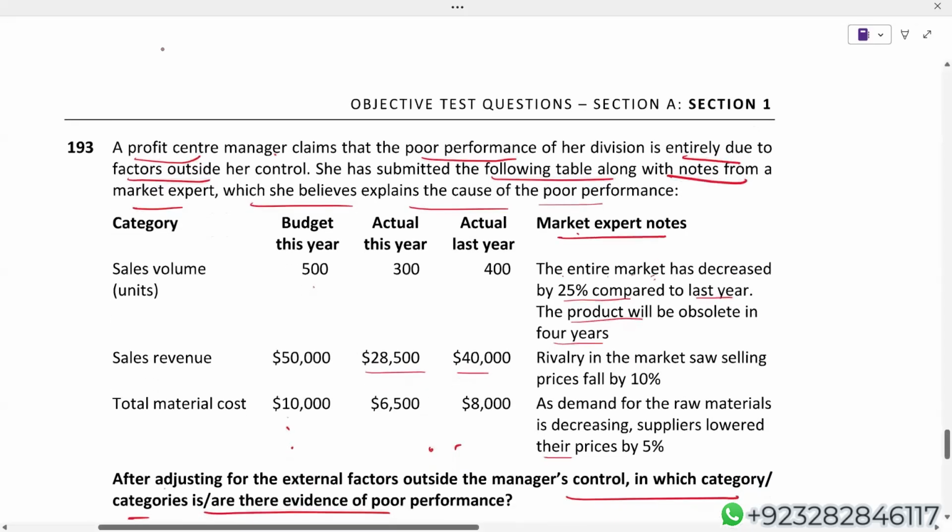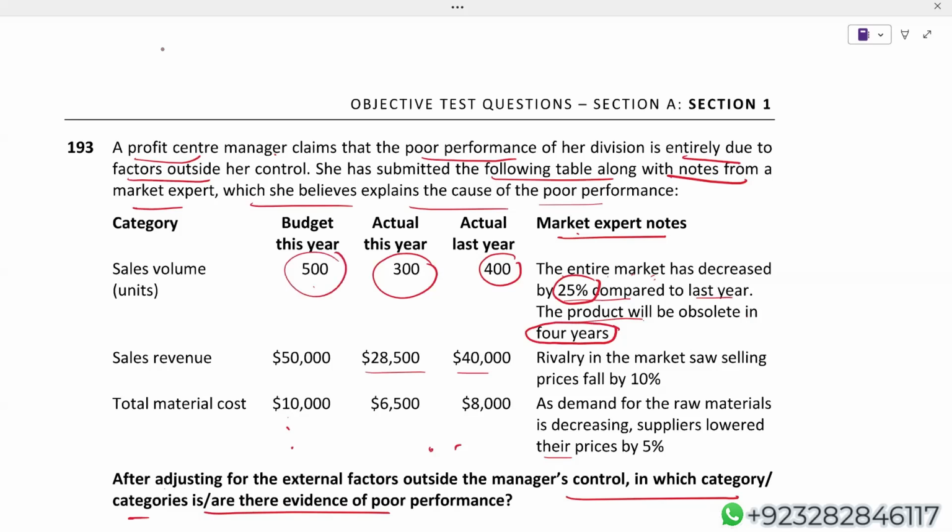The entire market has decreased by 25% compared to last year. The product will be obsolete in 4 years' time. So no issue at all. If you look at this, last year you sold 400 units. You are saying the market has reduced by 25%. Okay. And your actual sales units are 300 and budgeted are 500.